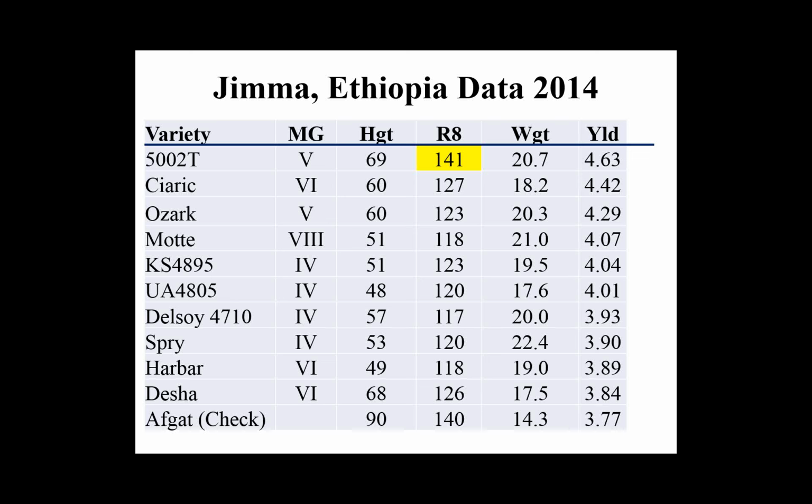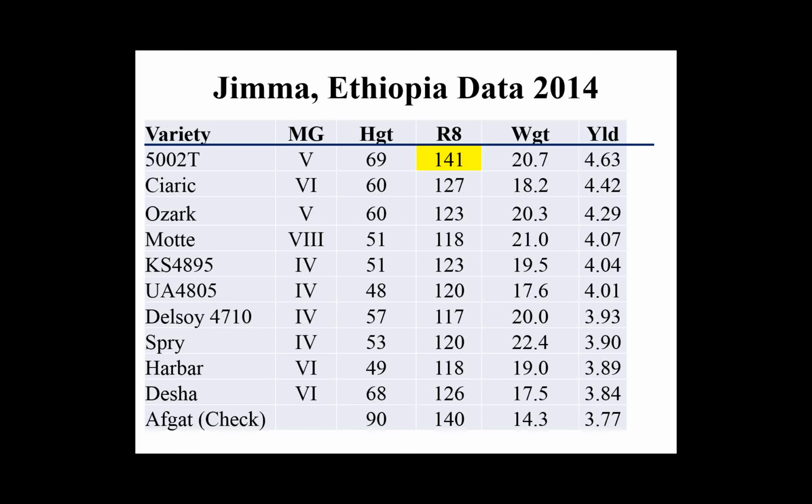If you look at heights, most of these are much shorter than we would like. There are only 2, this 5002T and Desha, that are close to 70 centimeters. Most of the others are certainly shorter than I would like to see in varieties. The R8s, with 5002T, I've highlighted that.